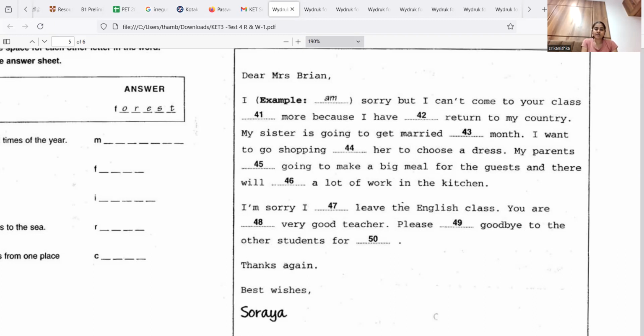I want to leave the class. "I have leave" will not come, right? I want to leave the class. Two words are coming, only one word you have to fill in. I will leave the English class. "Will leave", underline "will".